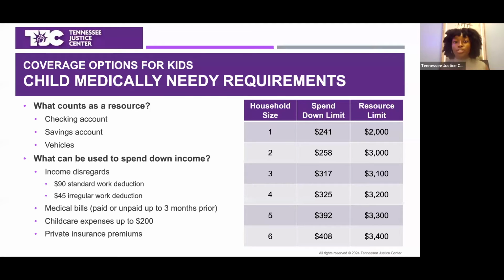What's really important to note here is that you're not limited to just the child's medical expenses. Anybody in the household, if they have medical debt, if they have private insurance premiums, any of those will count. It's not just the child that you're trying to get insured. So let's say that you're working with a family of four, a mom and dad and two kids. Let's say dad had heart surgery last month and you have a $5,000 medical bill. That bill can be used to get the child onto TennCare.